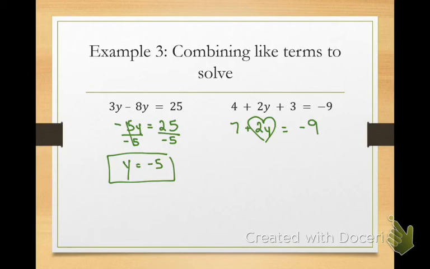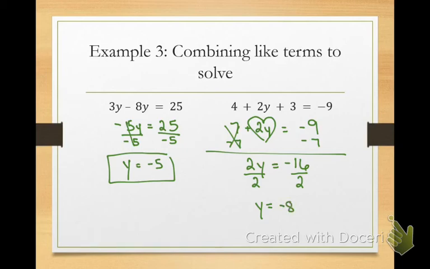Finish solving. I'm going to give you about a minute to finish solving. All right, can we go through the steps together? Everybody all together, what do I do next? Subtract 7 from both sides. Okay, 2y equals -16. All right, now what do I do? Divide both sides by 2. All right, and what's my answer? Y equals -8. You guys are awesome. Great job.